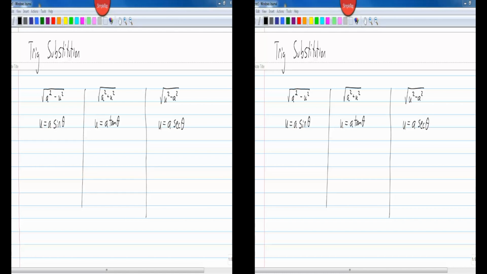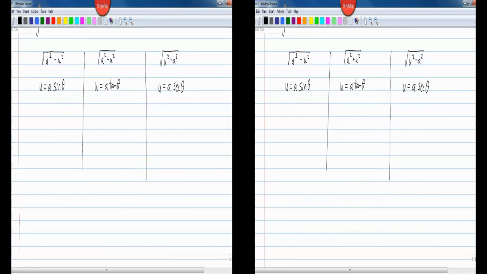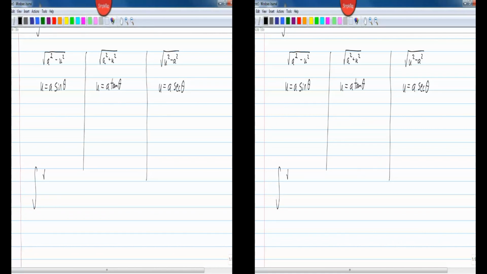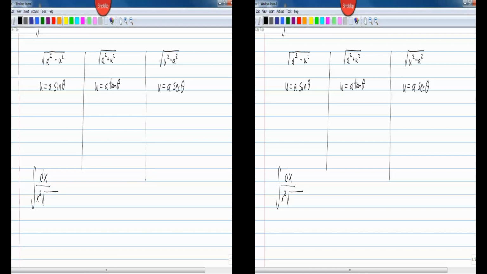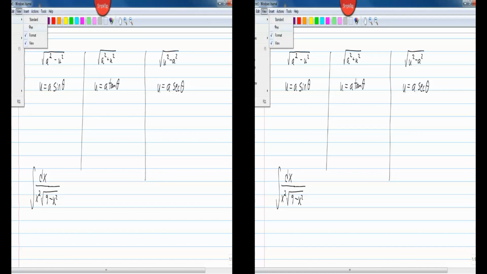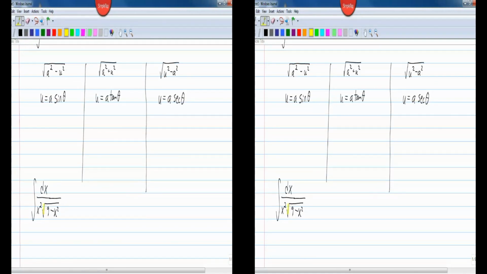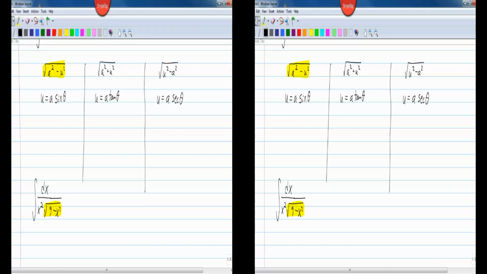So for example, let's say that I had the integral of 1 dx over x squared times the square root of 9 minus x squared. And so the first thing I have to do, again, is recognize that this is part of the integrand, and that this right here is in the form the square root of a squared minus u squared.